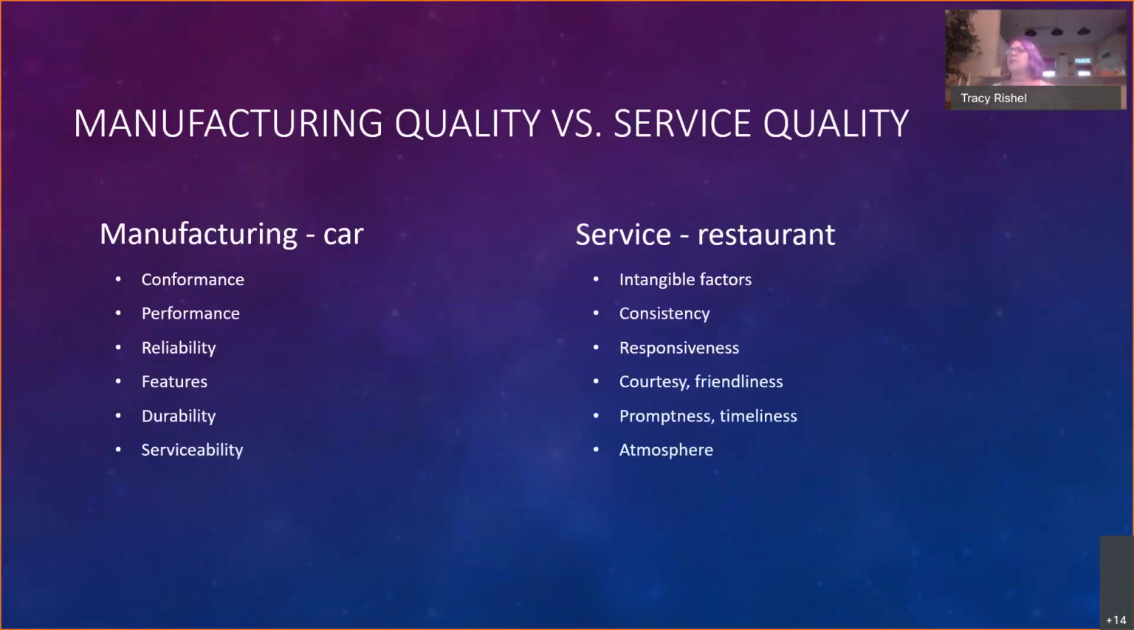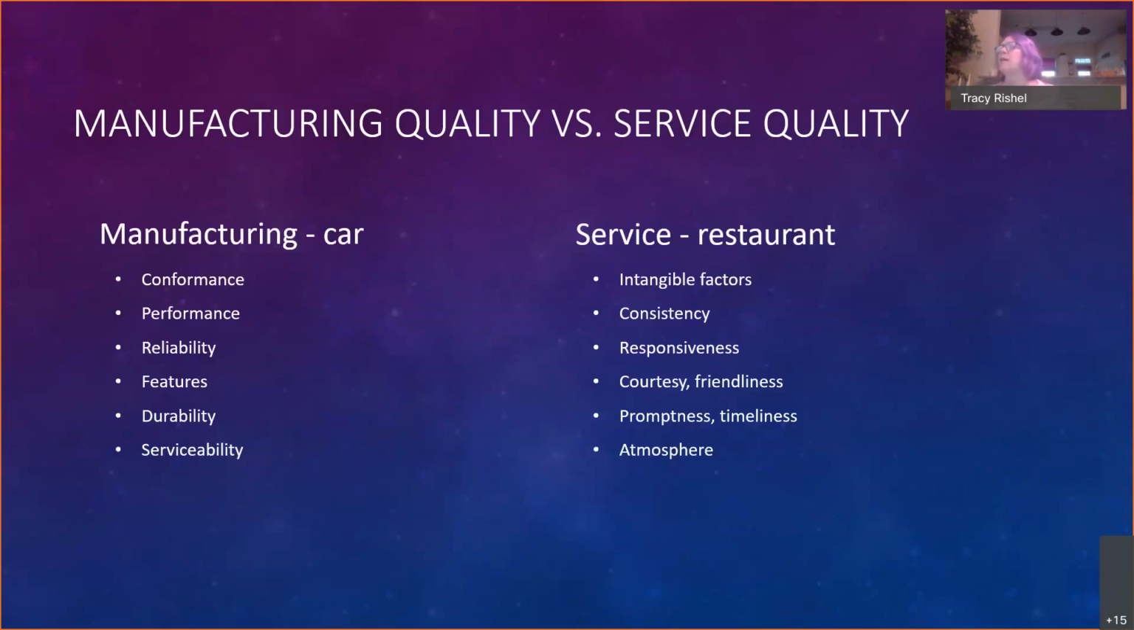So the other thing that we need to look at when we look at quality is manufacturing versus service quality. So let's just pick things that we're familiar with. For example, manufacturing. Let's pick a car. Most of us have ridden in a car, driven a car. I'm sure many of us own cars. And for a service, let's talk about a restaurant. I think most of us have probably gone to a restaurant. So when we look at quality in each of these areas, they vary. They're different.